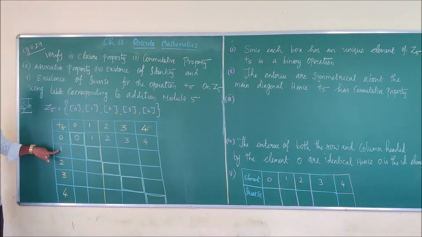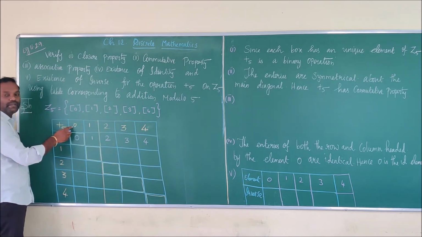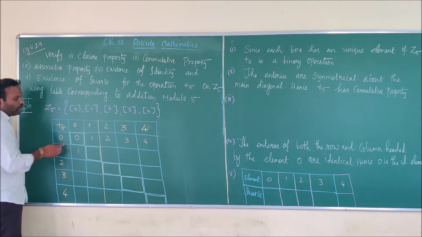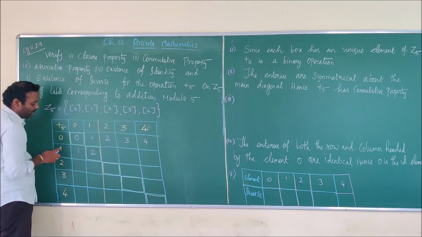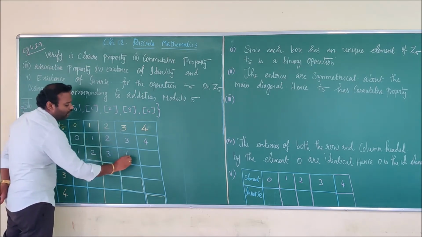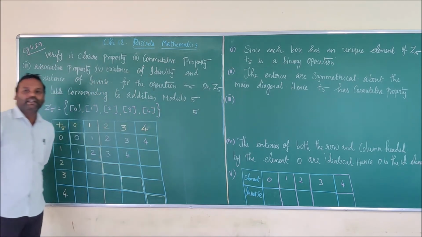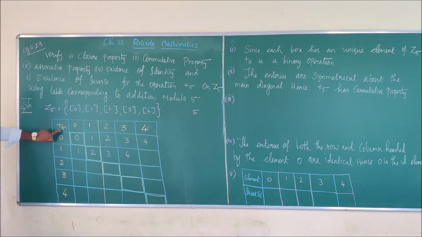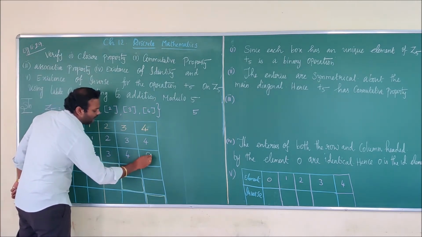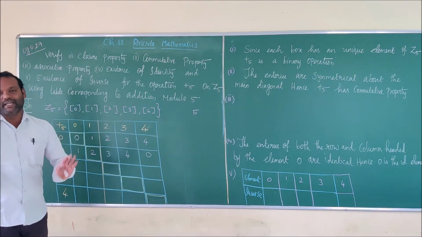Next, you take the number 1 and add like this. 1 plus 0 is 1, less than 5. 1 plus 1 is 2, less than 5. 1 plus 2 is 3, less than 5. 1 plus 3 is 4. Then 1 plus 4 is nothing but 5, that is equal to 5. When you are dividing 5 by 5, the remainder is 0, so you have to write the answer as 0. If it is greater than or equal to 5, you have to write the remainder.